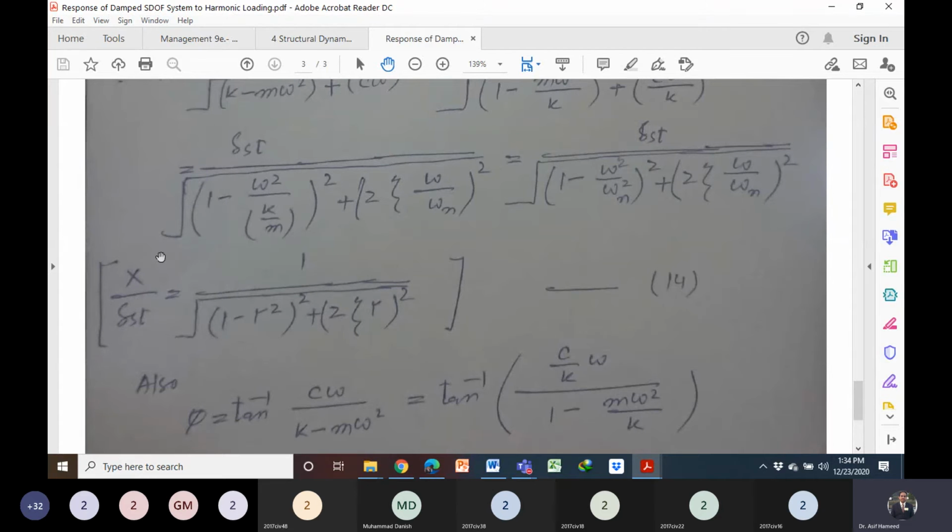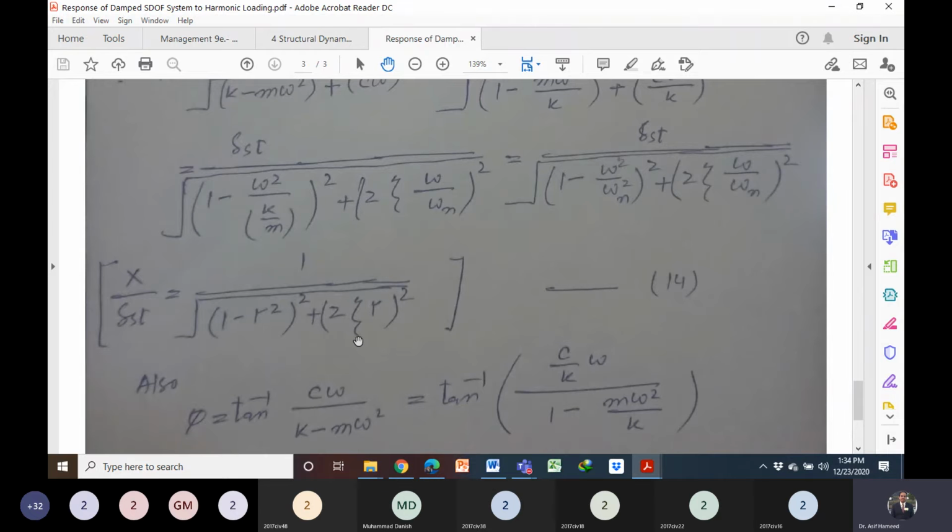What is capital X over delta st? It is the amplification factor. Amplification factor is a function of the frequency ratio and the damping ratio. R is the frequency ratio, zeta is the damping ratio.